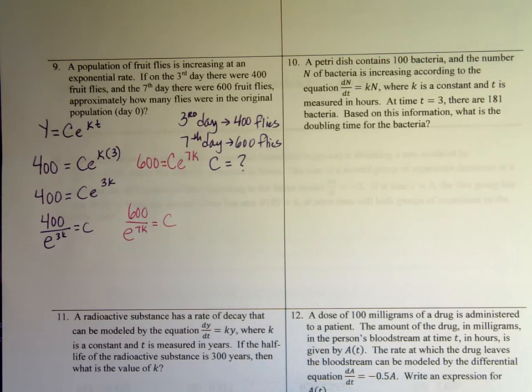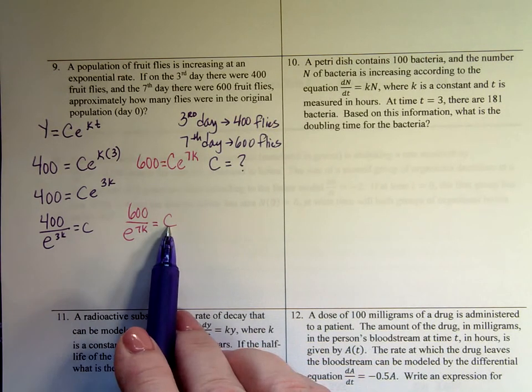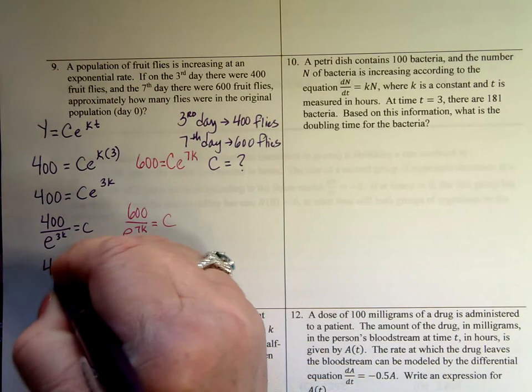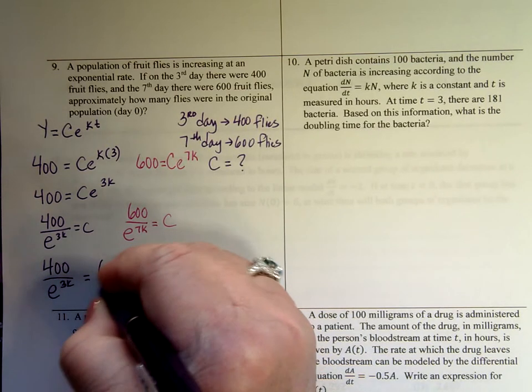Can you see where it's going? I'm trying to find C. So if this equals C and this equals C, then these two things must be equal to one another. So I'm going to set that up. 400 over e to the 3k equals 600 over e to the 7k.